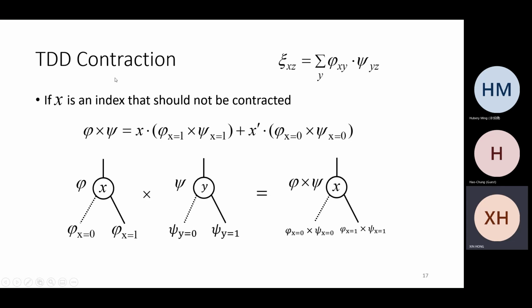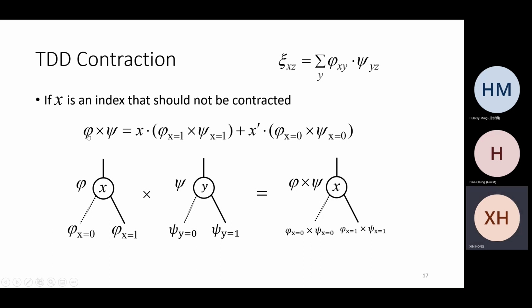And then another operation of the tensor decision diagram is the contraction. It should be divided into two cases. First, if x is an index that should not be summed, for example, x should remain here, and the summation is on y. Here phi is a tensor that depends on index x, and psi is a tensor that does not depend on x. And then the contraction of these two tensors should be a node labeled with index x, and with two successors representing phi x=0 and psi x=0. Here we use this symbol to represent the contraction.